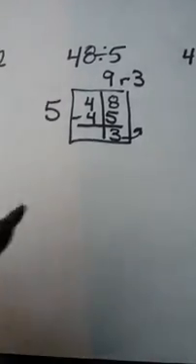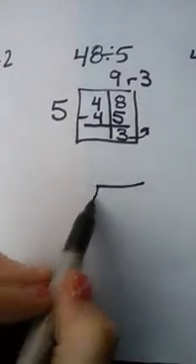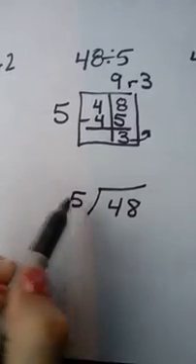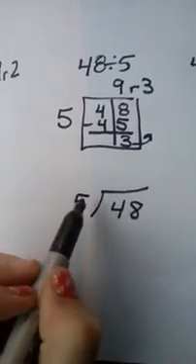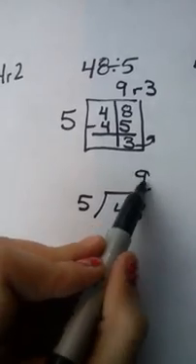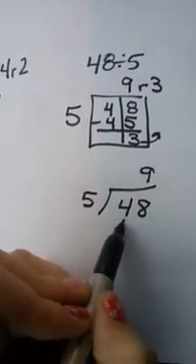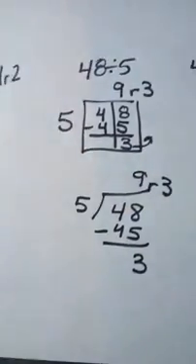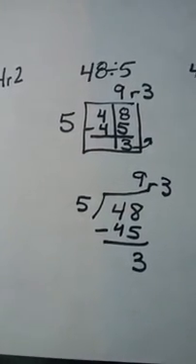Hopefully, I just realized that wasn't on the screen. Sorry about that. It's the exact same thing as when we learned it this way. Can 5 go into 4? No. Can 5 go into 48? Yes. It goes in 9 times, because 9 times 5 is 45. Subtract, remainder 3. Same thing.